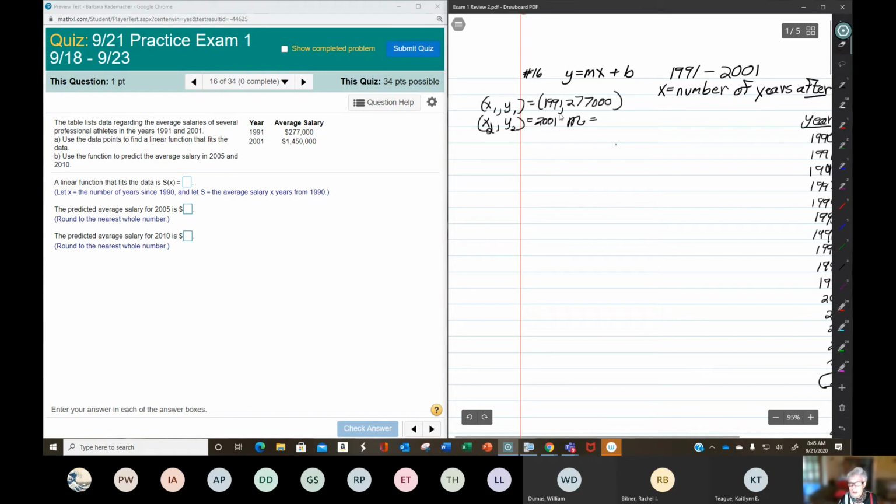Let's get rid of that m. 2001, comma, 1,450,000. What are they going to do with all that money? Everything would be okay if they'd invest it. Well, maybe not, given the stock market.